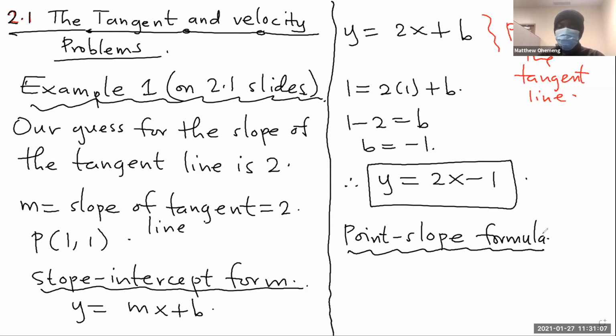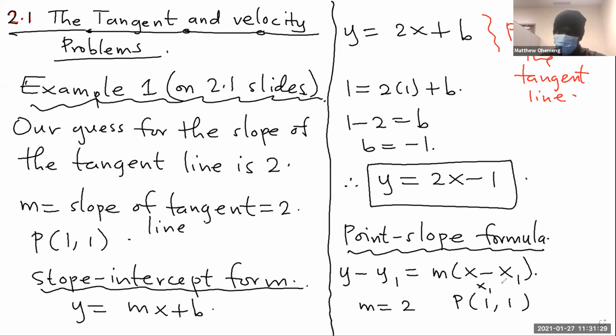So for the point slope formula, you have to remember the rule. The point slope formula goes as y minus y1 equal to the slope times x minus x1. So that's the point slope formula. Here, the slope is what? Our slope is equal to 2. That's our guess. And then our point is 1, 1. So that will represent our x1 and y1.